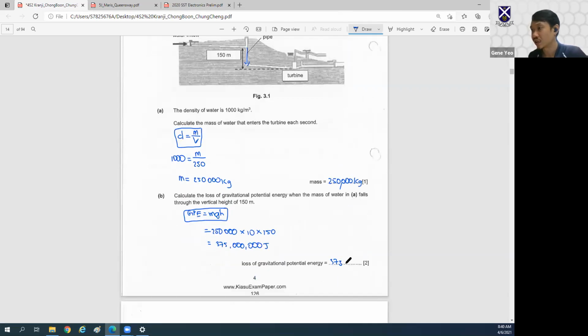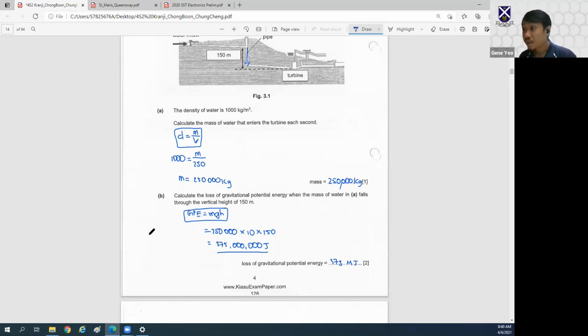So this is 375. If you want to, you can use prefixes, megajoules, or you can just write it in the whole number. That is fine as well.